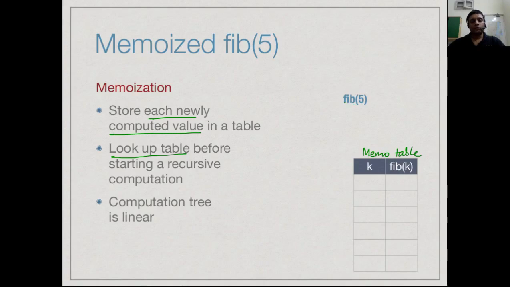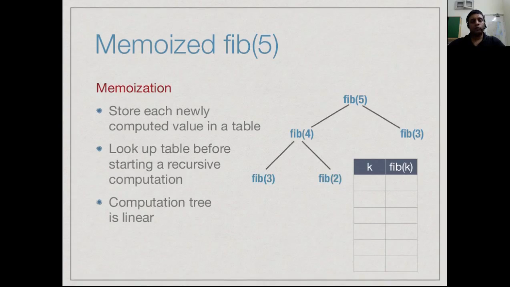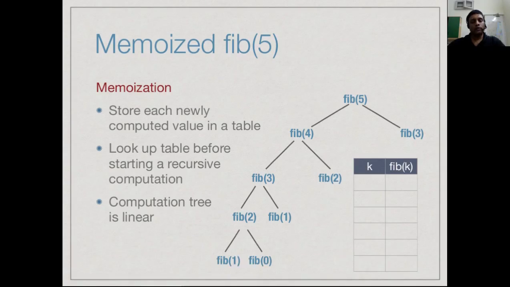Right? So let's start as before. We wanted to start by computing Fibonacci of 5. So the recursive definition says that we should call Fibonacci of 4 and 3. Now we go to 4, we are just doing this recursion left to right. So 4 will call 3 and 2. 3 will call 2 and 1. 2 will call 1 and 0.